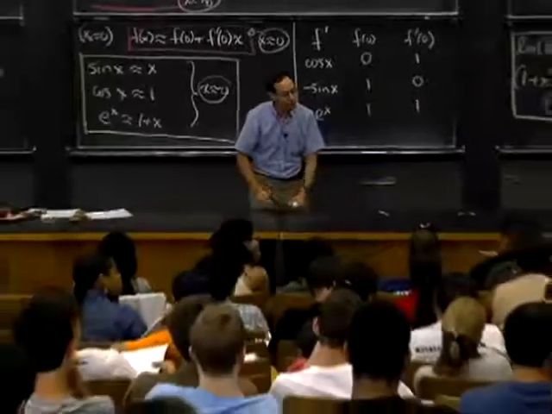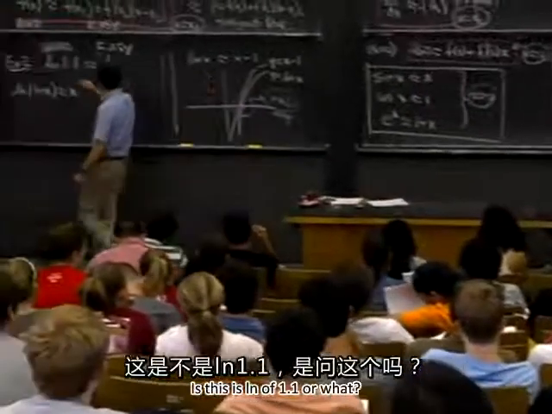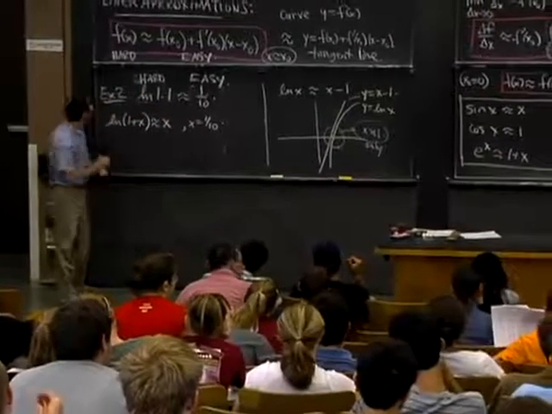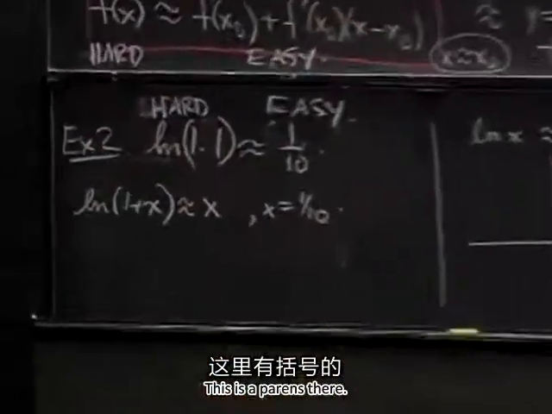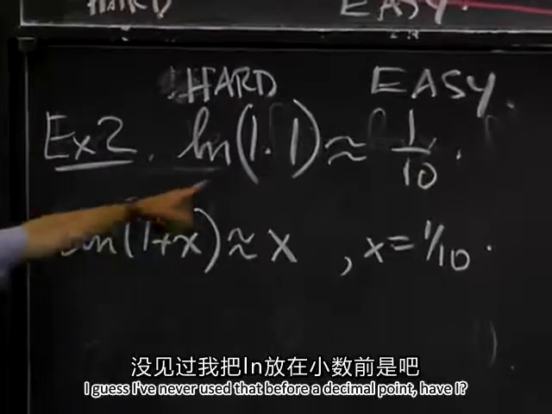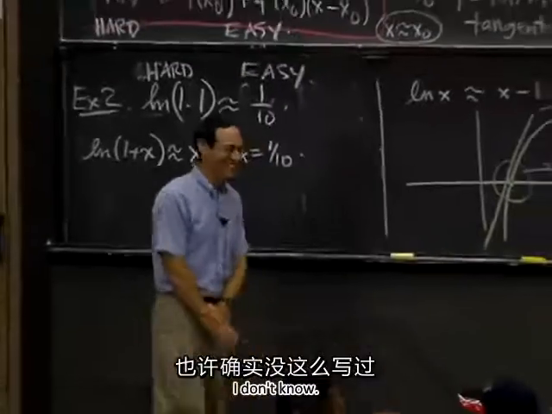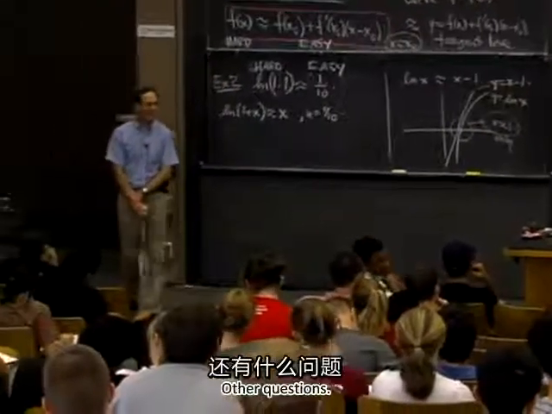Is that ln 1.1 or ln 1? Is this ln of 1.1 or what? This is a parens there. It's ln of 1.1. It's the decimal point, right? I guess I've never used that before, a decimal point, have I? I don't know. Okay, other questions?